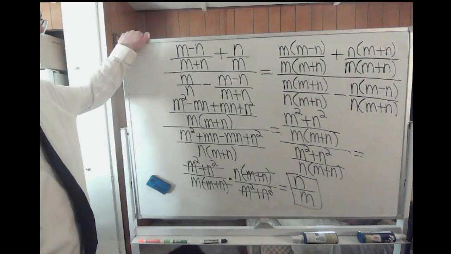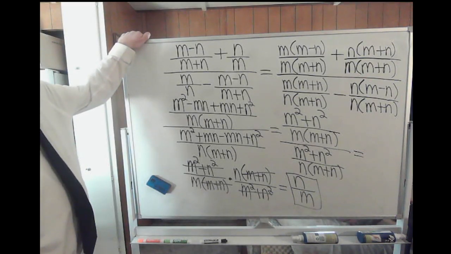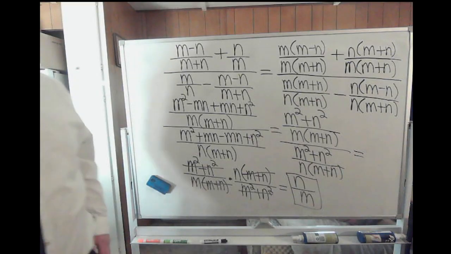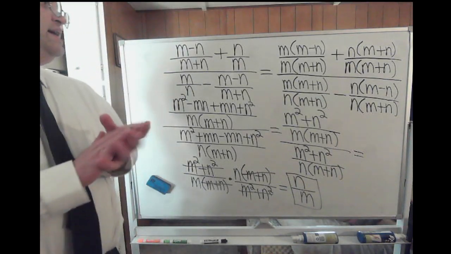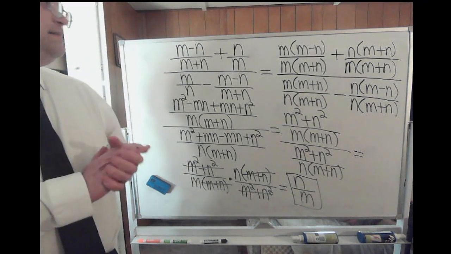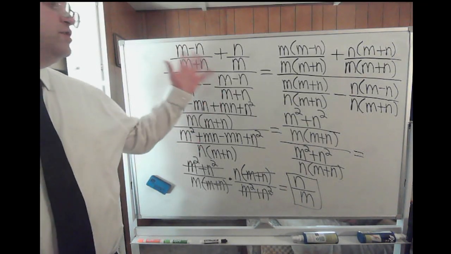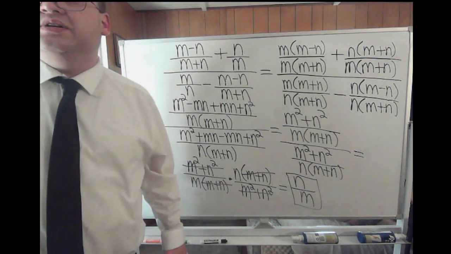Sometimes you'll have that, but if you understand that complex fractions are just a fancy way of dividing fractions, and you can get a least common denominator in each, the numerator and the denominator of your complex fraction, you should be good to go.